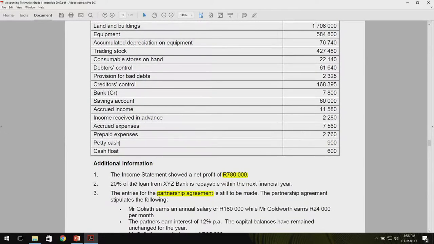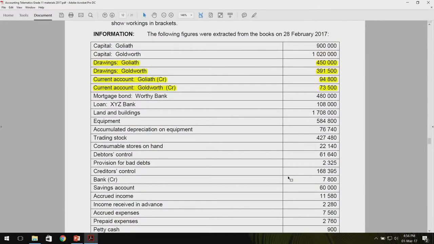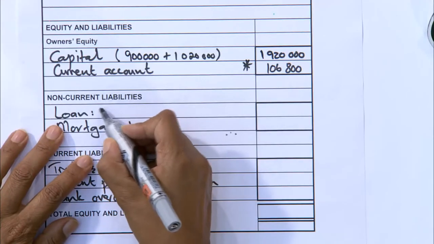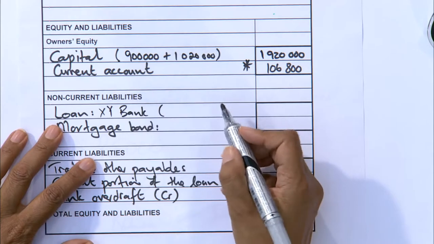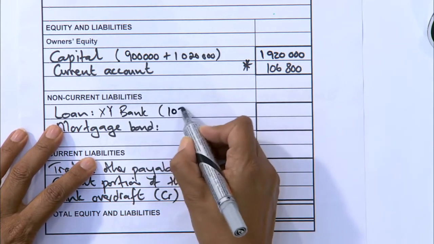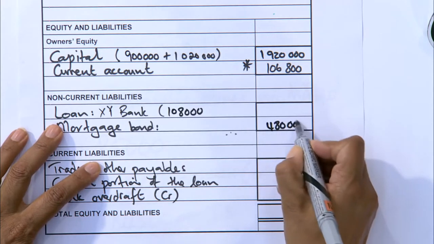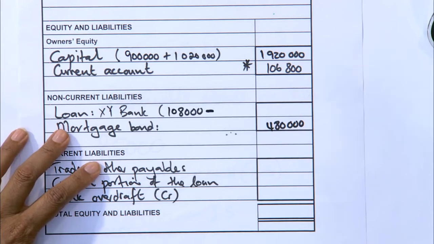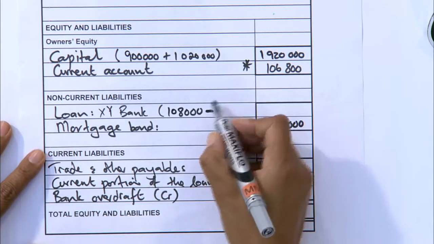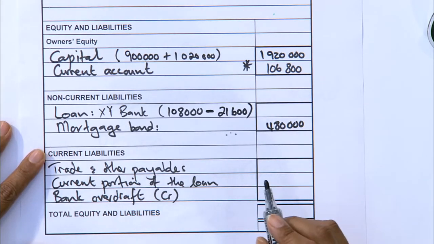But look at the bottom here. It says 20% of the loan from XY Bank is repayable next year. Okay, so let me just do that quickly with you. My loan, XY Bank, my loan is actually 108,000. My mortgage bond is 480,000. Okay, but I'm going to repay 20% of that amount next year. In other words, 21,600 is going to be repaid next year.